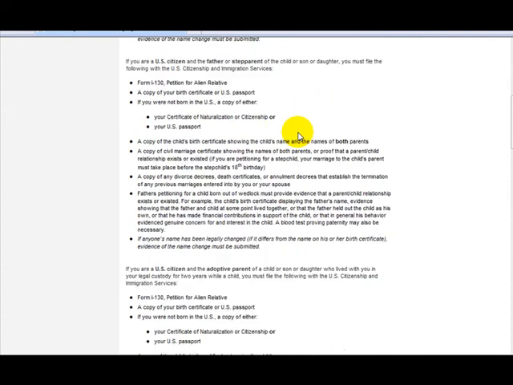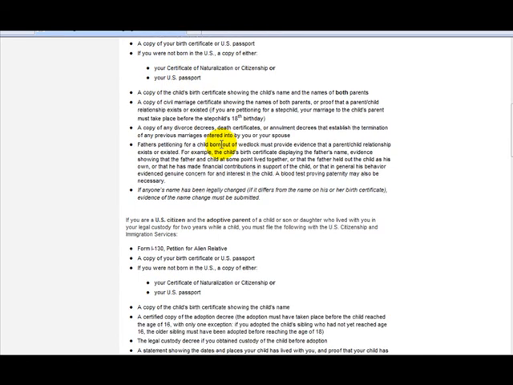Now let's look at the next one. If you are a U.S. citizen and the father or step-parent of the child, or son or daughter, you must file the following with the U.S. Citizenship and Immigration Services. Form I-130, petition for alien relative. Copy of your birth certificate or U.S. passport. Okay, I'm proving I'm a citizen. If you were not born in the U.S., either naturalization certificate or your U.S. passport. Okay. But now it goes into more information.